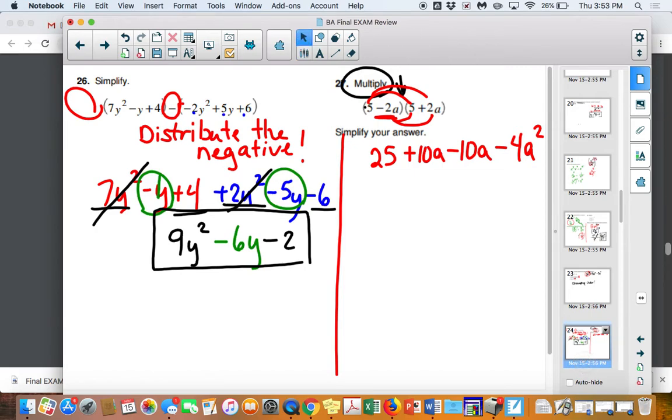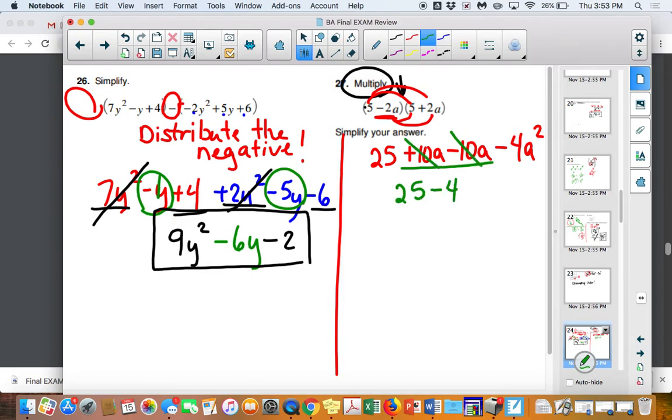Okay, we're going to put our like terms together, and the only thing we have alike is these two both have a to the first. But if you notice, one's a positive 10, one's a negative 10, they cancel. So you have 25 minus 4a squared. You can't put them together, you're done.